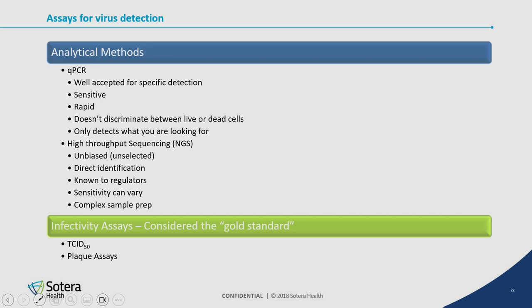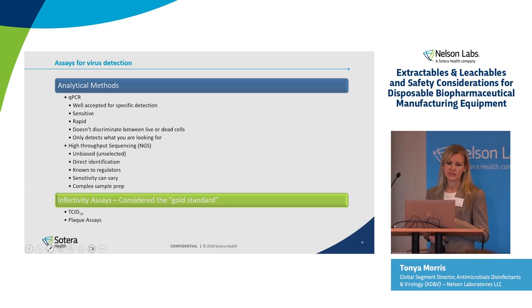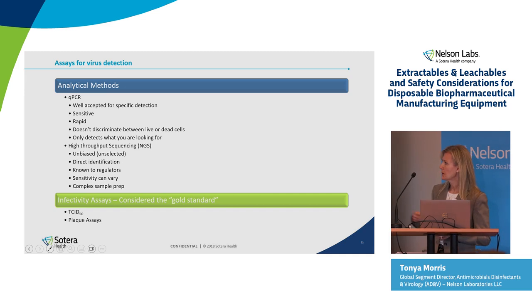With that, I also need to talk about the infectivity assays. You have to do not just an analytical method to assay to look for viral clones, you also have to do infectivity assays. They are considered the gold standard still. So that would be either a TCID 50 test or a plaque assay. There are other test methods that of course might be appropriate. These are the two most common.